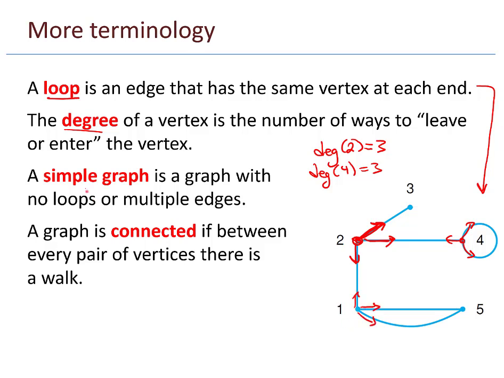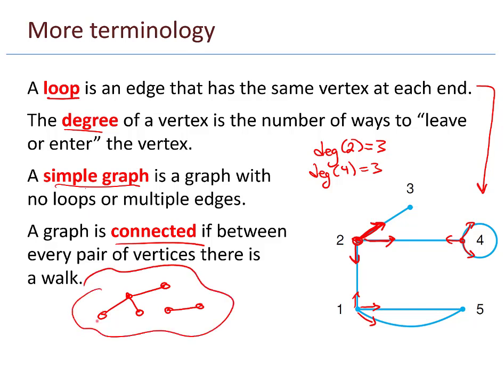A simple graph is a graph with no loops or multiple edges. And a graph is connected if between every pair of vertices there is a walk. Every graph that we've seen so far has been connected, but here's an example of a graph that is not connected. Maybe we are considering 6 people, and the graph represents who knows each other. So the graph isn't connected, but it's still one whole graph.